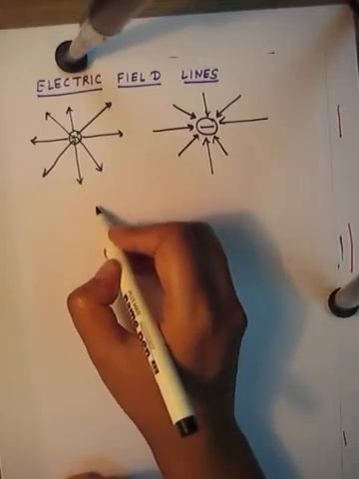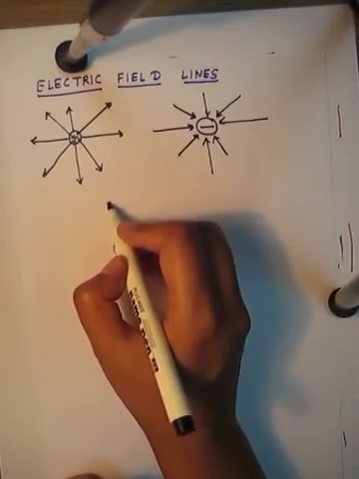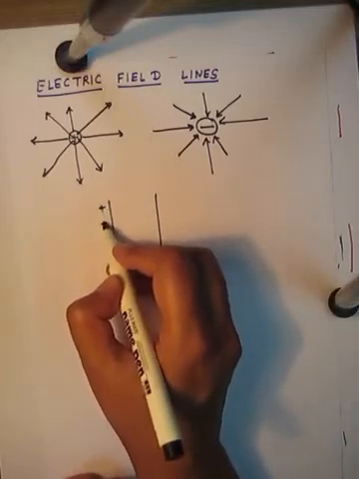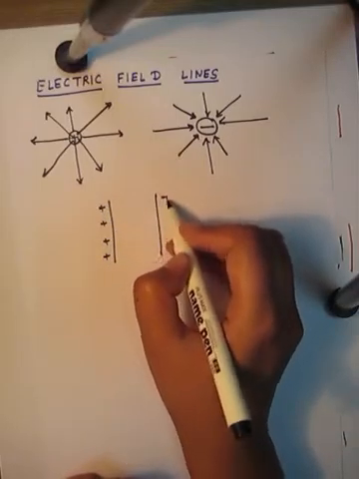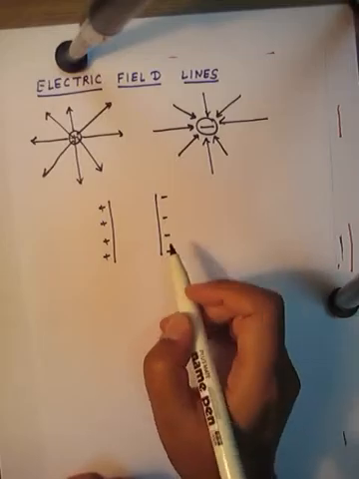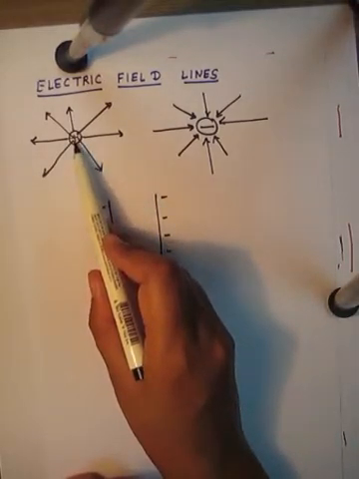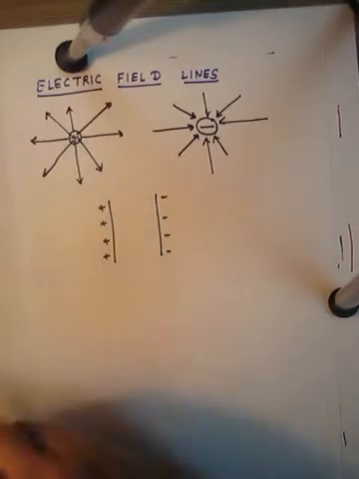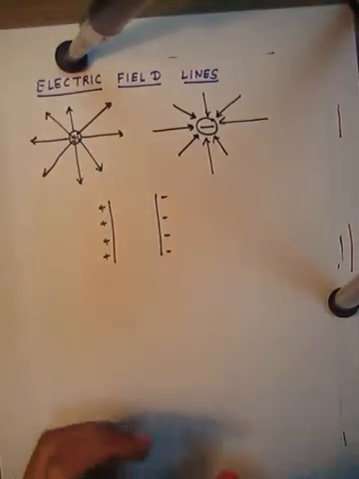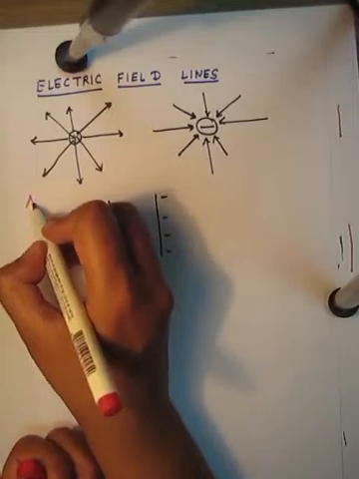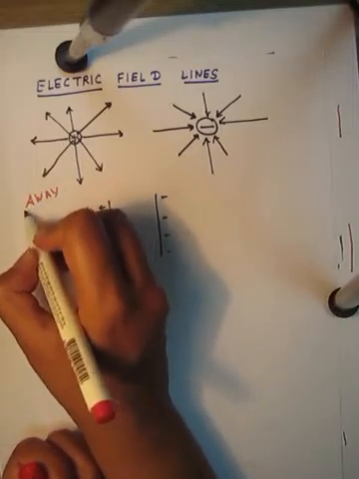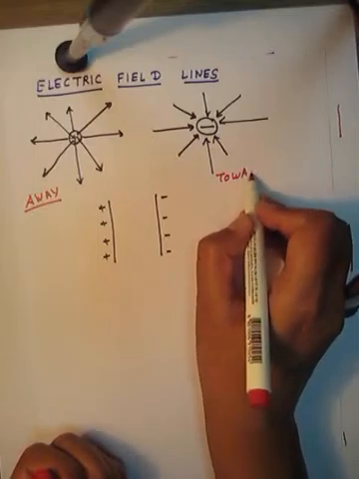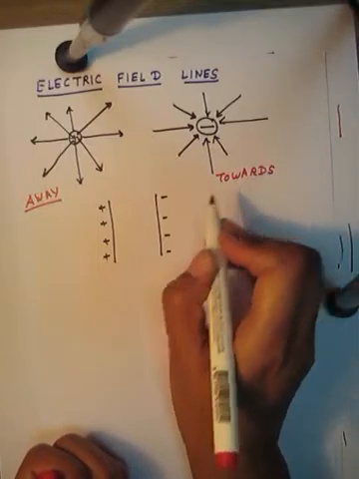So it means that if you have parallel plates, suppose this is positively charged and this is negatively charged. If it is a positive charge, the electric field lines will always be away from the charge. In order to remember it, you can always remember that from the positive charge the electric field will be away, and for the negative charge it will be towards.